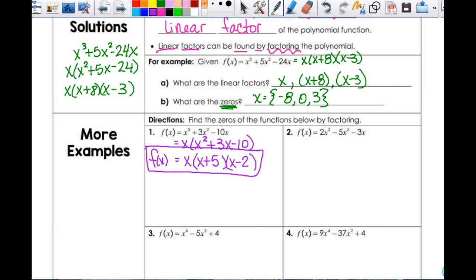So then it says find the zeros. Here's my factored form. I want to see your factored form. And then my zeros will look like this. It's going to be 0, negative 5, and positive 2. So negative 5, 0, 2. And there you go. All right, so we're going to factor this next one. We get x times 2x squared minus 5x minus 3.